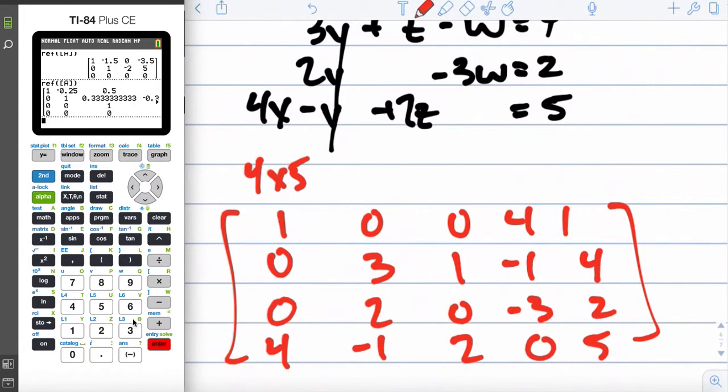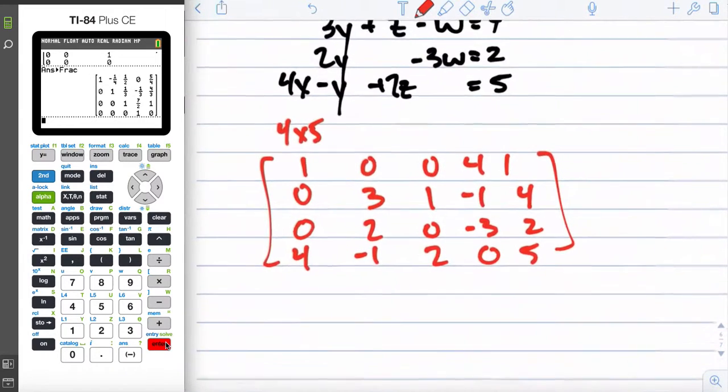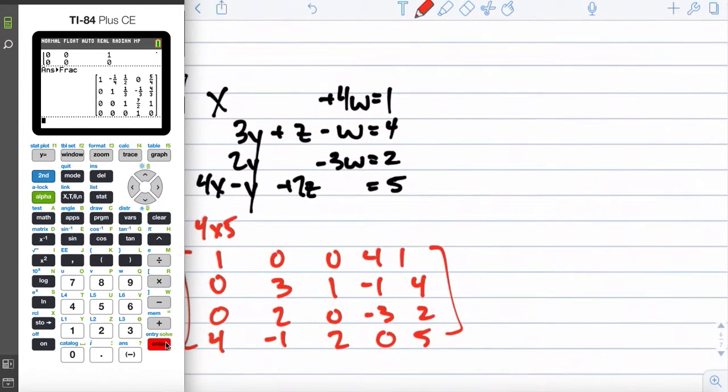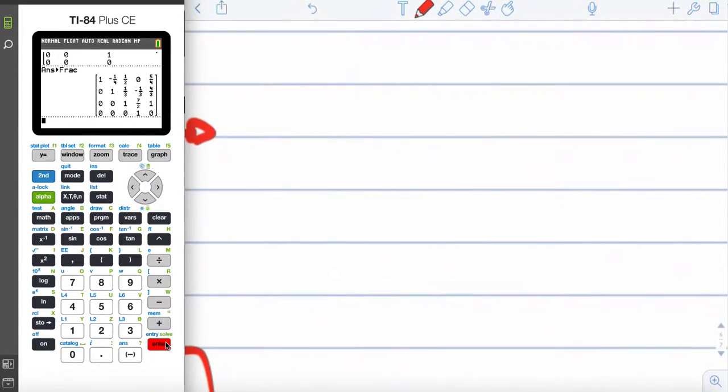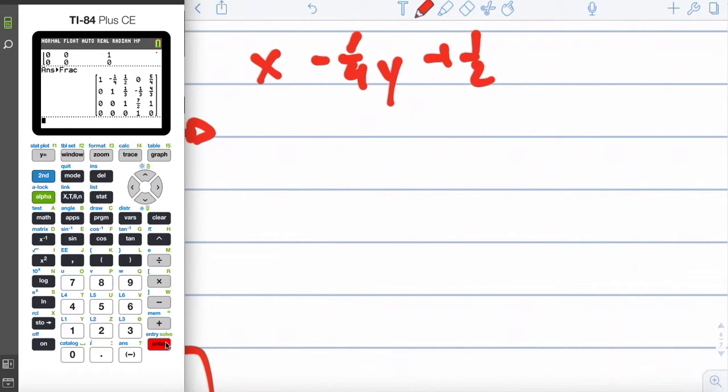enter. Oh, I can't see everything in one, so I generally will change that to a fraction. And what does that tell me? It tells me a few things. It tells me x minus 1/4 y plus 1/2 z plus 0 w is equal to 5/4.